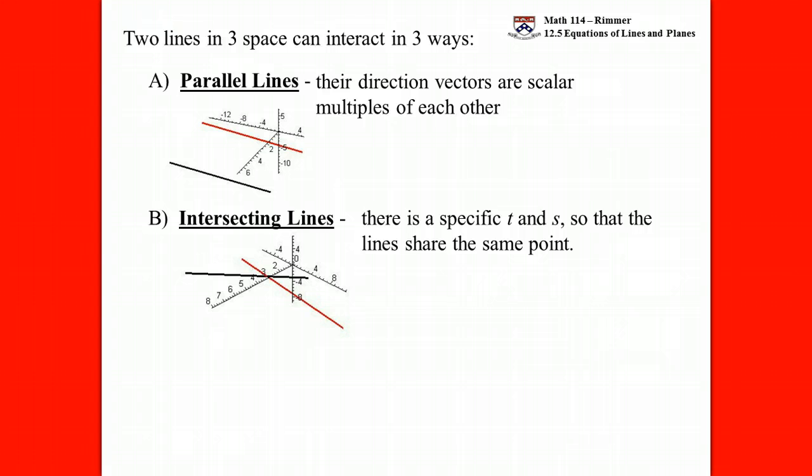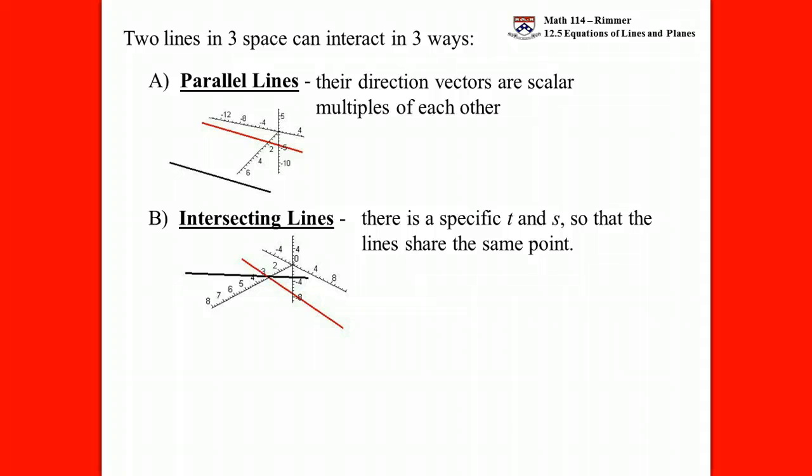Now, there's a third option for lines, and it's basically not intersecting and not parallel. So if they're parallel, there's some plane that goes through both of them.